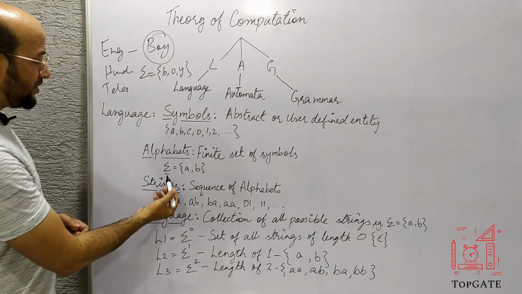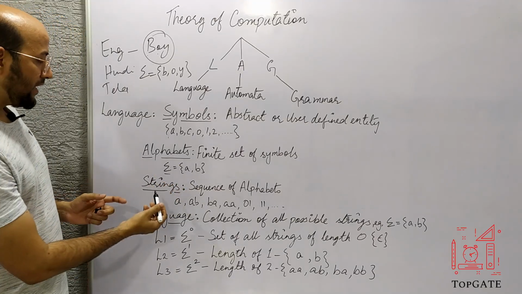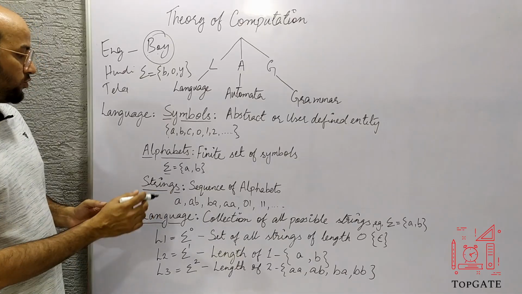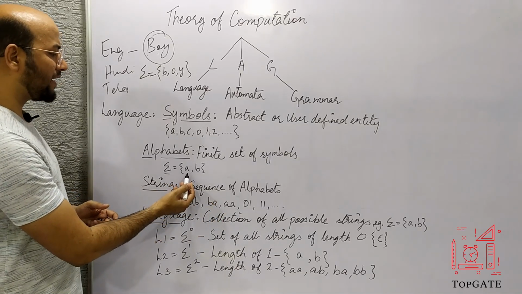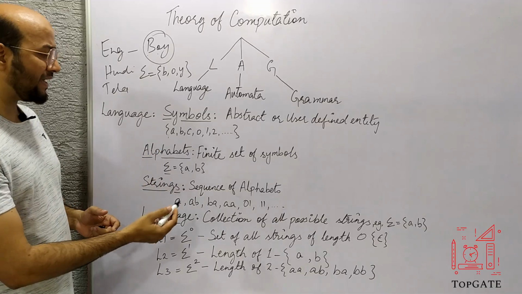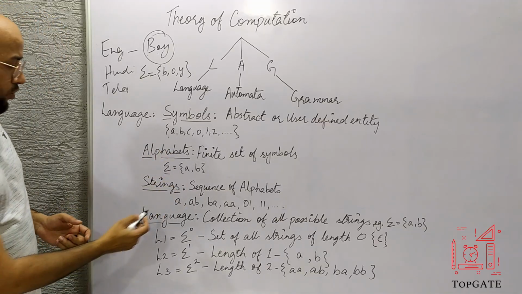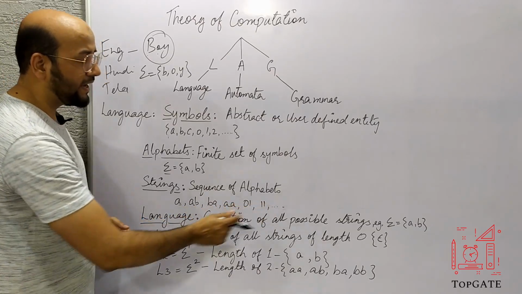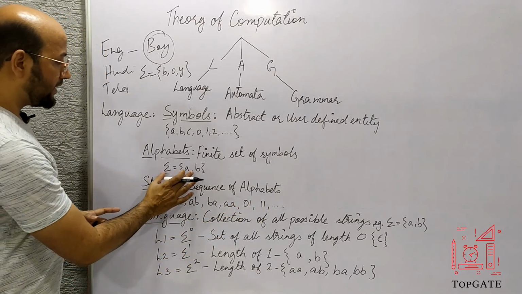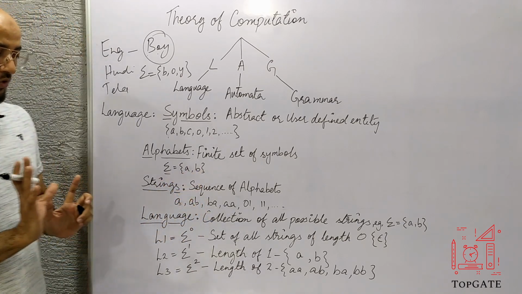Suppose we have sigma equal to {A, B}. From this sigma, if I have to make a string, I can make several strings: I can make A, I can make B, I can make AB, I can make BA, I can make BB, and so on. So all these are strings: A, AB, BA, AA, 0, 1, 1, 1, anything. Whatever is there in sigma, with that sigma I try to make a string.